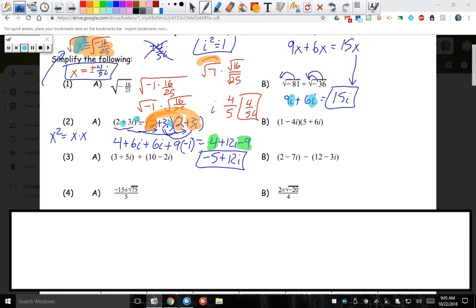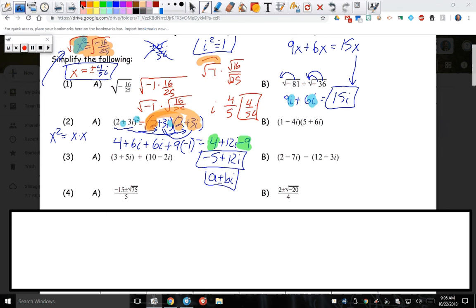These are complex answers, and remember, those are in the form of a plus or minus bi. So please write it as such. Don't put 12i minus 5. Just get in the habit of writing it in correct complex form with your answer.